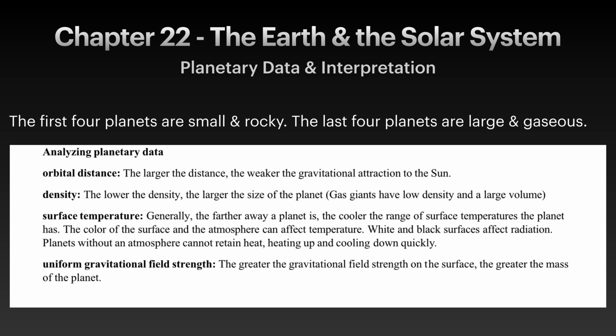Surface temperature. Generally, the farther away a planet is, the cooler the range of the surface temperature the planet has. The color of the surface and atmosphere can affect the temperature. White and black surfaces affect radiation. Planets without an atmosphere cannot retain heat, heating up and cooling down very quickly. Then we have the uniform gravitational field strength. The greater the gravitational field strength on the surface, the greater the mass of the planet.